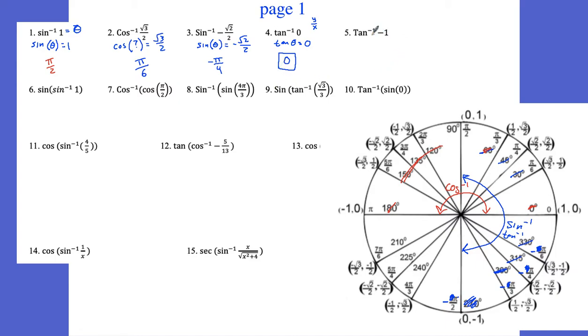Inverse tangent of negative 1. Remember, tangent values are negative 1 at either pi over 4 or negative pi over 4. And since it's negative 1, we know it is negative pi over 4.